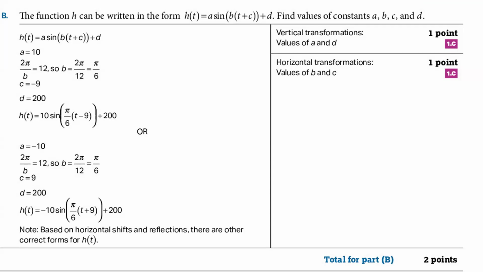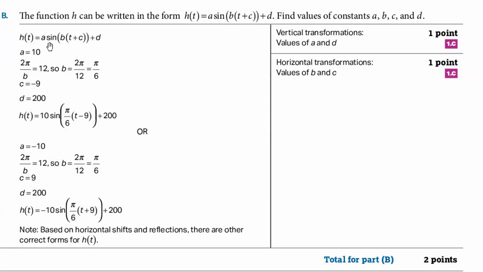Wait, A equals 10, right? Which one? Yes, A equals 10. Plus and A negative. Where do you see negative? Because it depends on which way you created your graph. I don't. Yes, A equals 10.